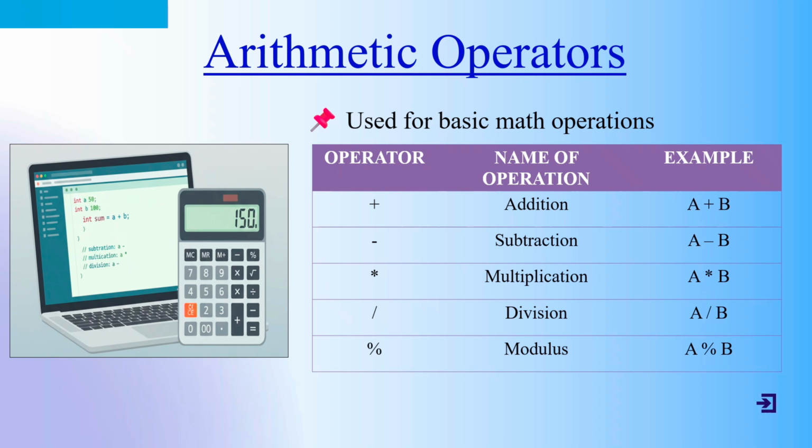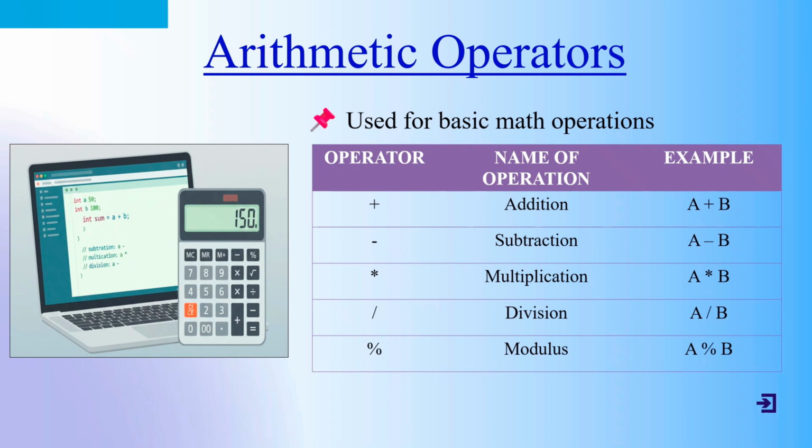For performing addition between two numbers, we'll be using the plus symbol. For performing subtraction, we'll be using the minus symbol. For performing multiplication between two numbers, we'll be using the asterisk. For performing division, which is nothing but retrieving the quotient of two divided numbers, we'll be using slash. For modulus, which gives us the remainder after dividing two numbers, we'll be using the percentage symbol.